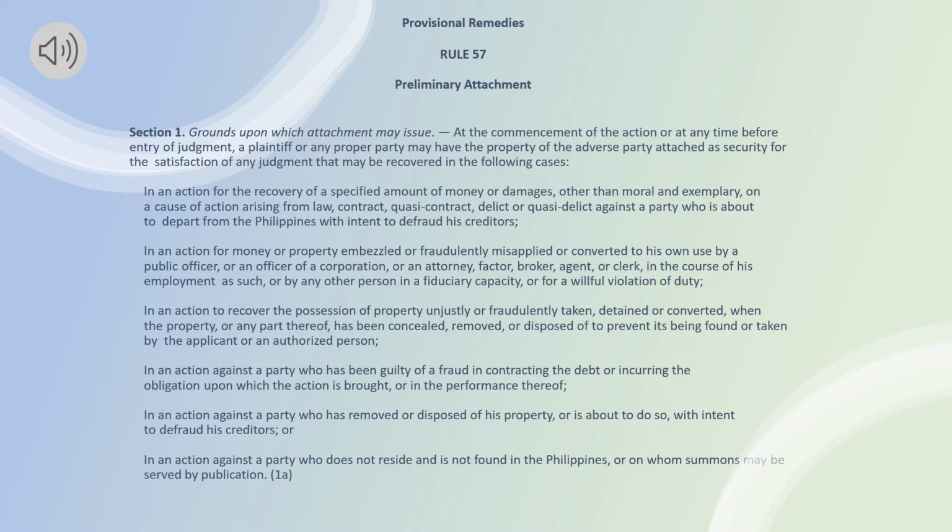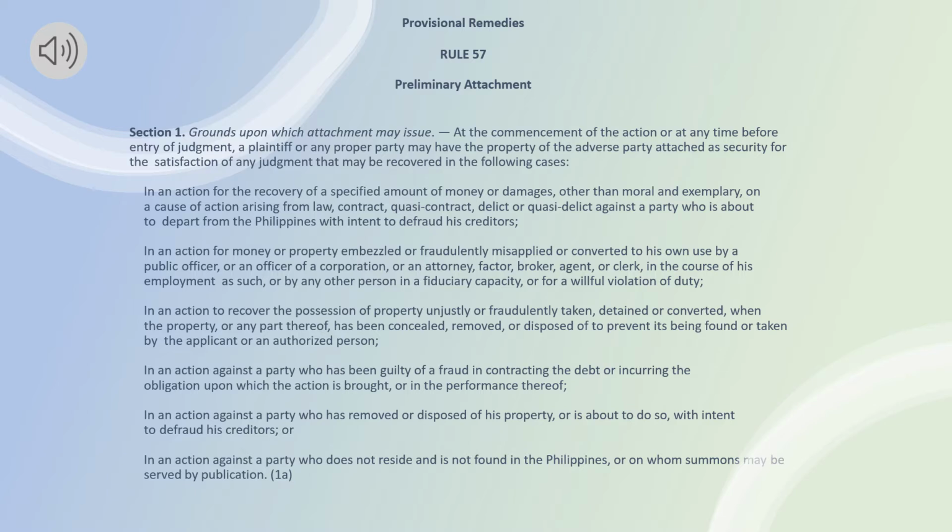In an action for money or property embezzled or fraudulently misapplied or converted to his own use by a public officer, or an officer of a corporation, or an attorney, factor, broker, agent, or clerk, in the course of his employment as such, or by any other person in a fiduciary capacity, or for a willful violation of duty.